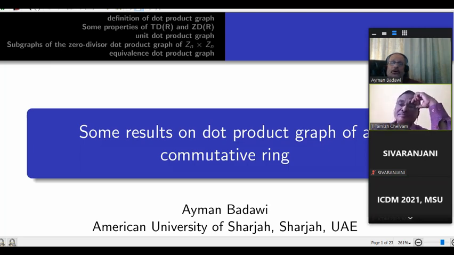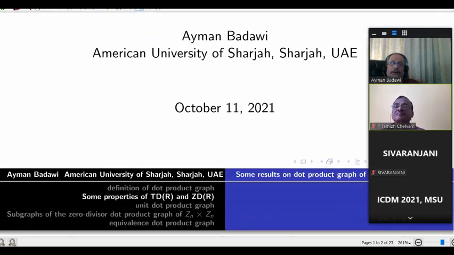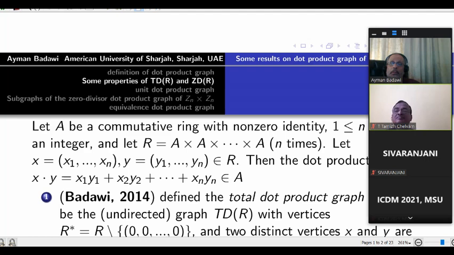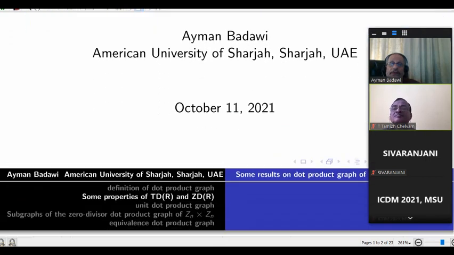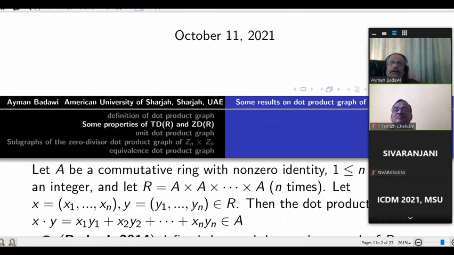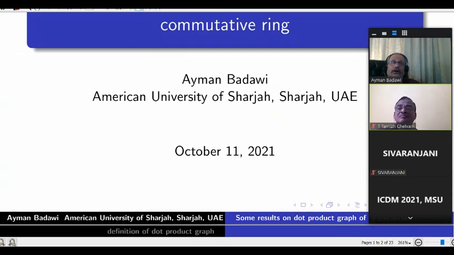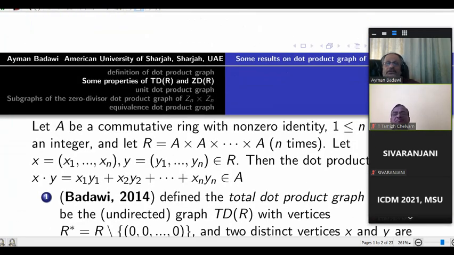So this is a talk about graphs, and the title of the talk is dot product graph. Okay, so let me get to it. There is something missing here. I'm not sure. Am I using the same? Yeah, I think it's the same. I hope. Okay, here's the definition.